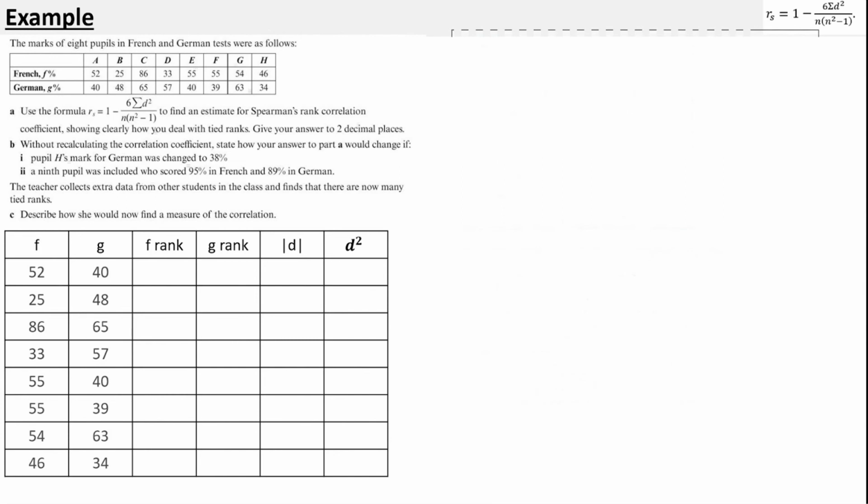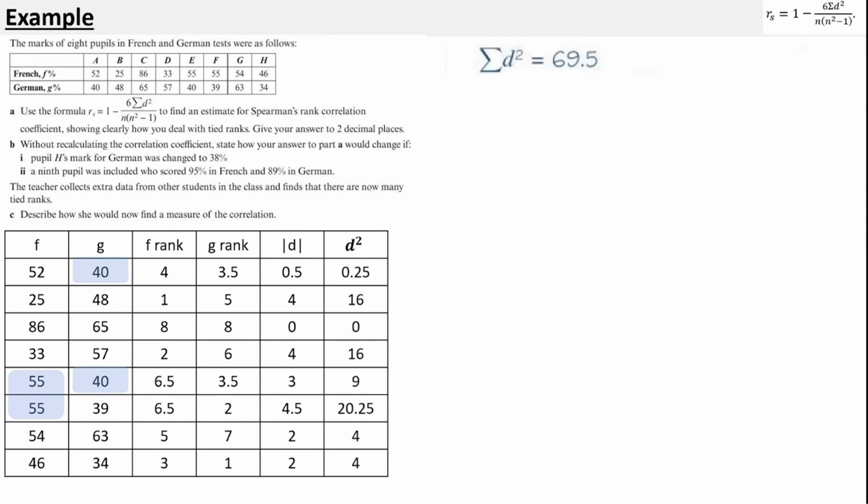As I scan through, I can see that 2 students have scored 55 for French. So, ranking the data, these would have been 6 and 7. The average of 6 and 7 is 6.5. That's what I've used for the rank. When it comes to the German score, once again we have duplicates. There are 2 students who scored 40. So once again, in the ranking, we need to take care of using the average rank, the average of 3 and 4 being 3.5. From here, we'll carry on as usual. We would find the modulus of the differences. We're going to square these and sum them together.